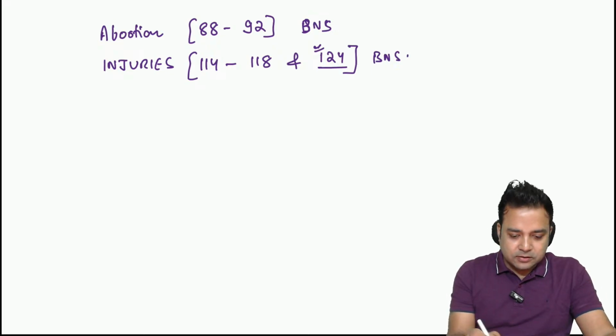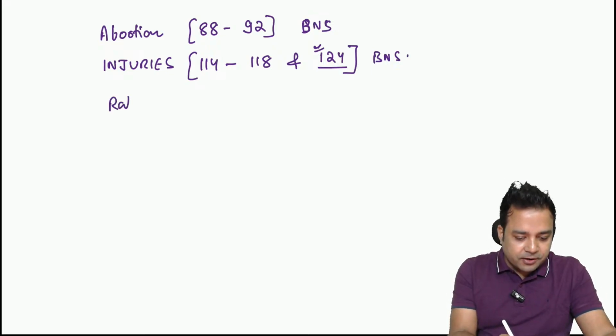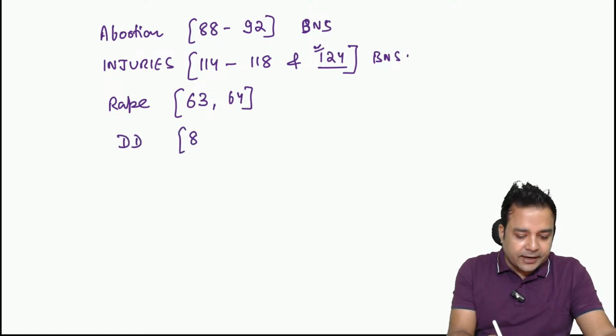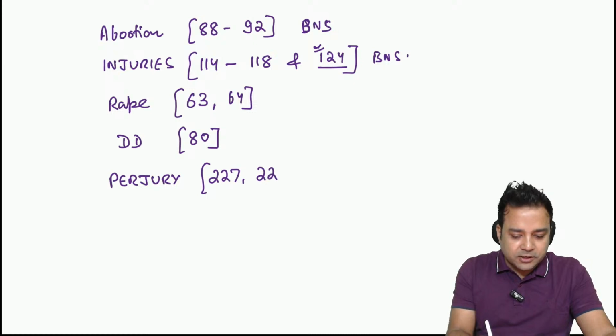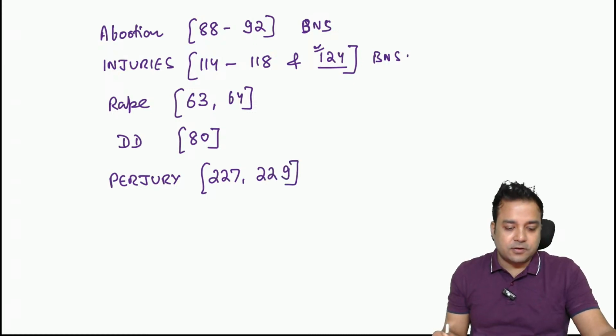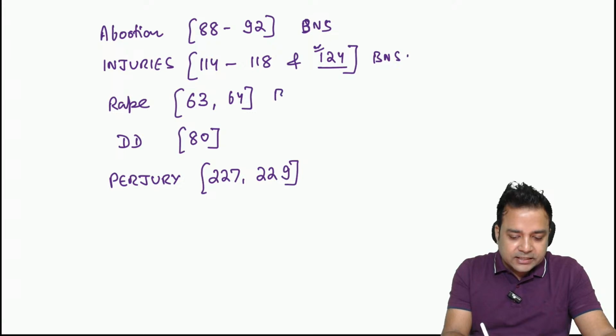After that, the definition of rape and the punishment for rape, these two sections are 63 and 64. Then the dowry death section has become number 80. Perjury has become 227 for definition and 229 for punishment. These are the important BNS sections.